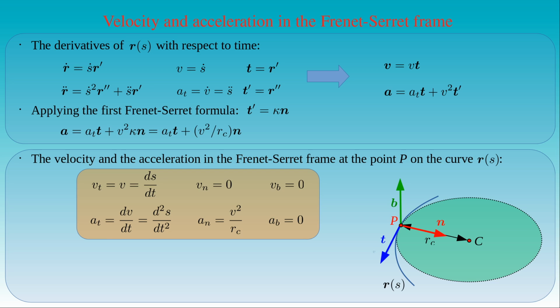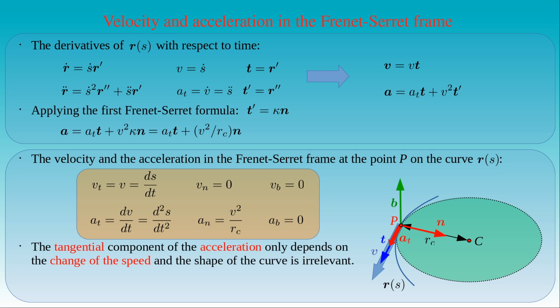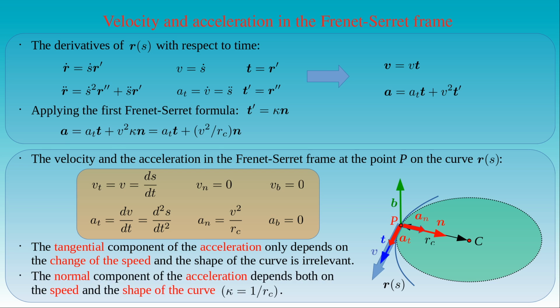These equations restate that the velocity vector v points into the tangential direction of the curve at the point P. At the same time, there is a tangential component of the acceleration, and it only depends on the change in the speed, while the shape of the trajectory of the moving body is irrelevant. However, the acceleration has a normal component, which depends on both the speed of the body and the shape of the curve representing the path of the moving body. This means if a body is moving along a curved path, then its acceleration vector will not vanish, even if the body moves with a constant speed.